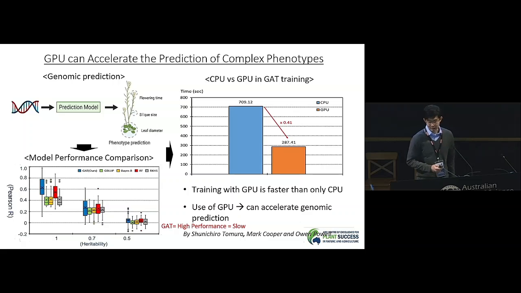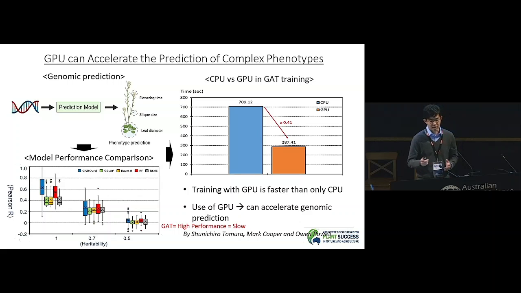Hello everyone, I'm Shunjiro Tomura. I'm doing a PhD at the University of Queensland, and I'm also a member of the ALCS Center of Excellence for Plant Success in Nature and Agriculture. My poster is about how GPUs can accelerate the prediction of complex phenotypes.